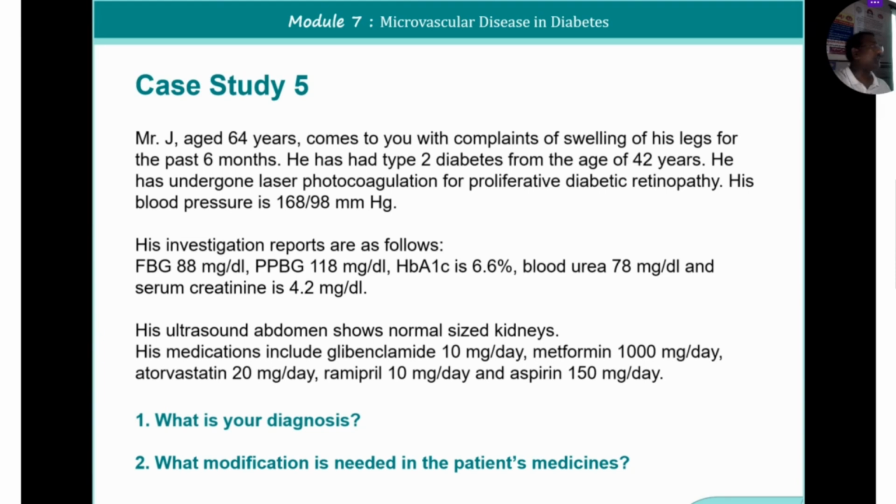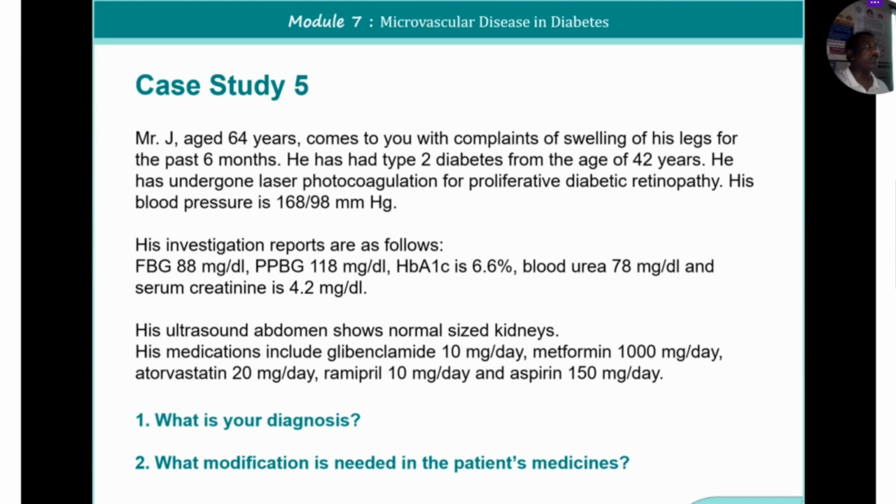Here the upper normal of urea is 40 or 45. Here it is 78. Whereas the normal creatinine level is 1. 4 times elevation here, 4.2. But urea is just elevated 1 time or maybe 0.5 or 0.6 times. So that is very important here. His ultrasound abdomen shows normal sized kidneys. Sometimes it shows you contracted kidneys also.